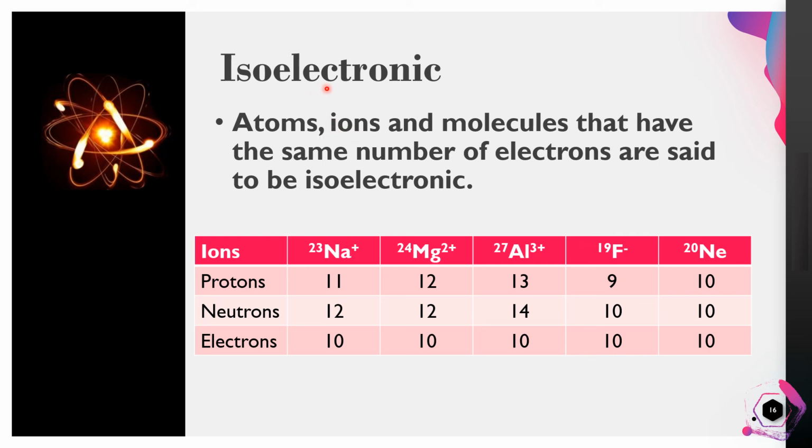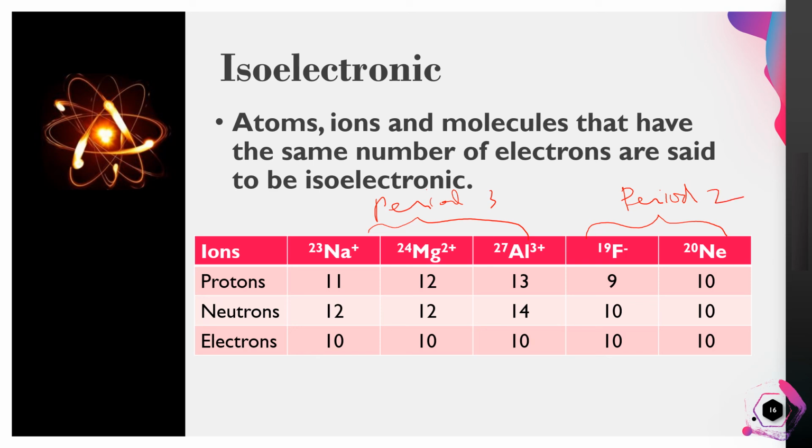Okay, now we look at isoelectronic. Atoms, ions, and molecules that have the same number of electrons are said to be isoelectronic. So we have sodium ion, magnesium ion, aluminum ion, fluoride ion, and neon. They have the same number of electrons. The sodium, magnesium, and aluminum are from period 3. Fluorine and neon are from period 2.